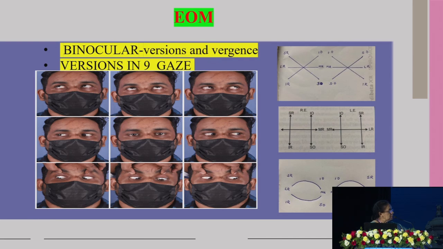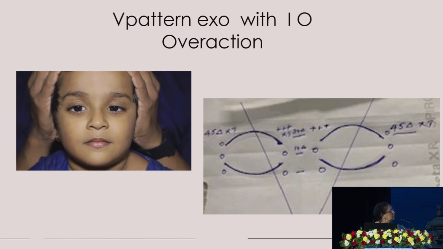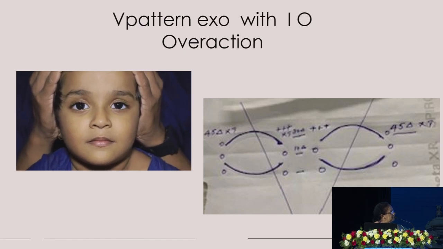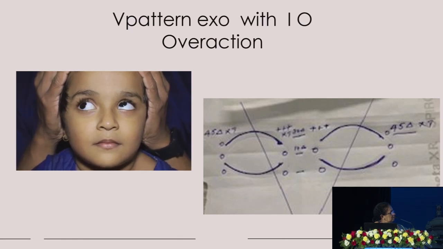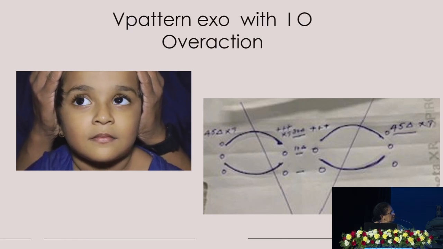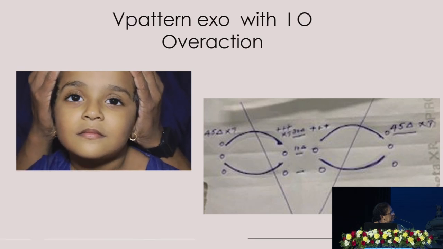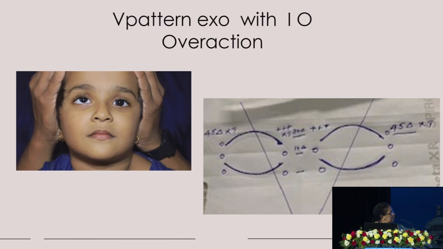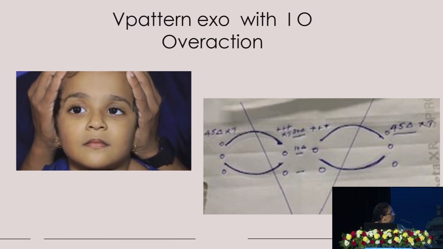Coming to binocular movements, you have to have the measurements in all nine cardinal positions, and you have to document. Documentation can be done in different ways. See, this patient has a very small primary position deviation, only 10 prism diopters, whereas in up gaze, because of the inferior oblique overaction, you can see the deviation can be documented like this, and on sideways, the deviation is more. It is about 45 prism diopters.